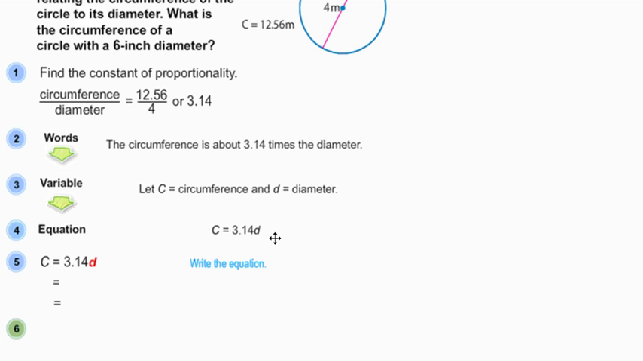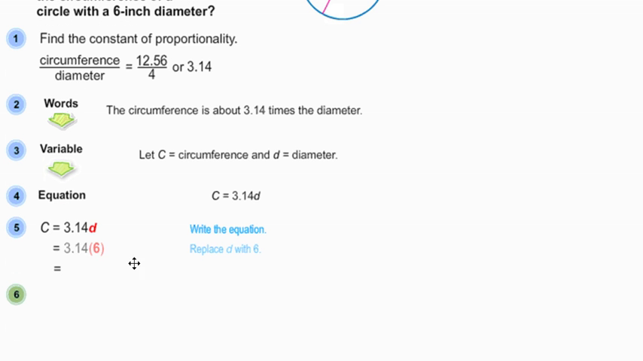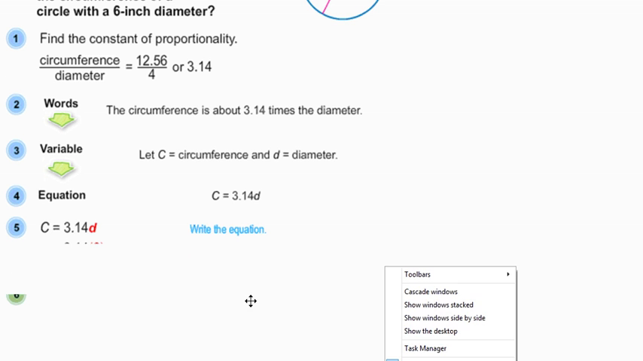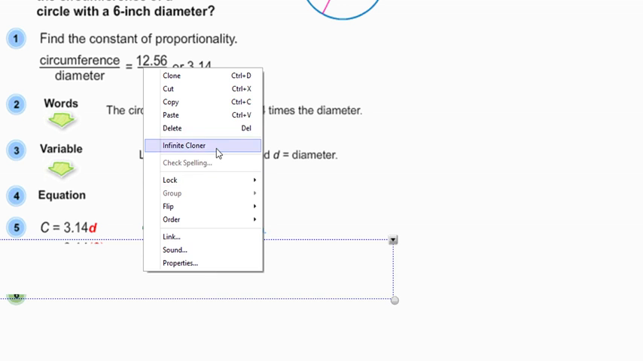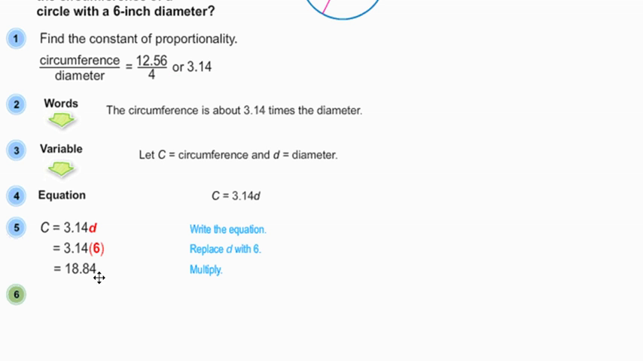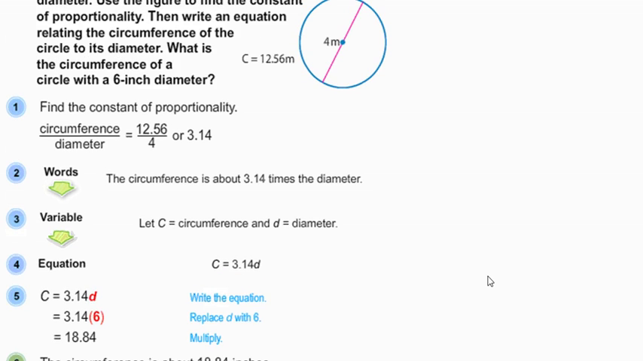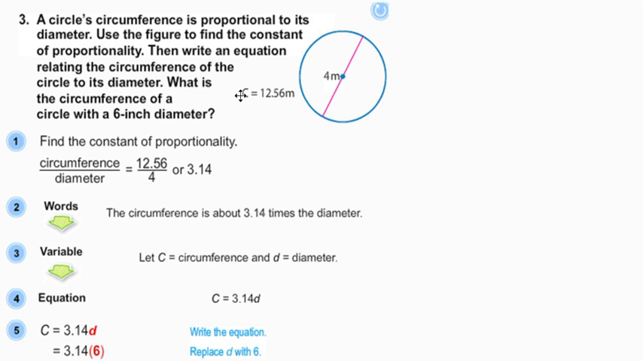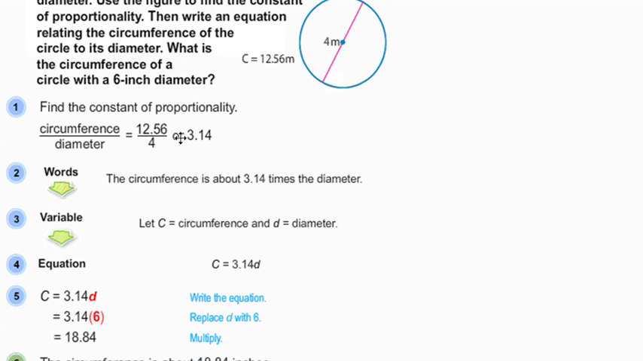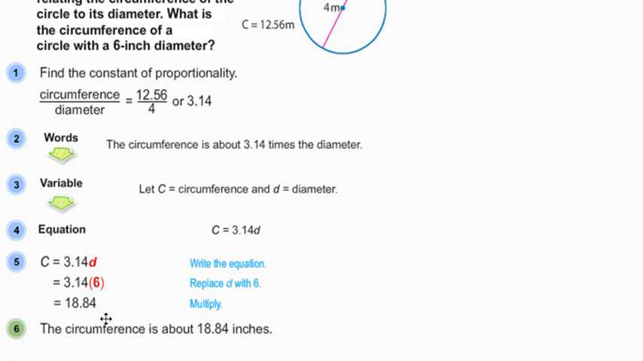At this point, we have our equation, and now we're just trying to find for the 6-inch diameter. Now we're going to substitute our diameter with 6, and we get 18.84. So the circumference of a 6-inch diameter is about 18.84 inches. Just want to review what we did real quick. We found the constant of proportionality by setting up a ratio. From the ratio, we got our constant of proportionality, and we made an equation. After we made an equation, we used it to find a different value.